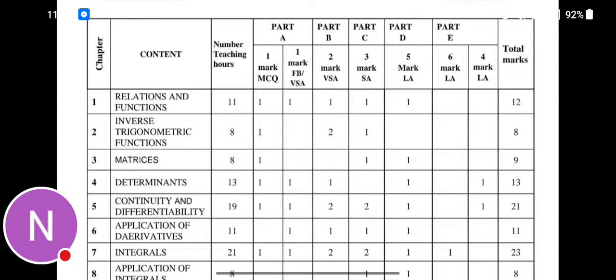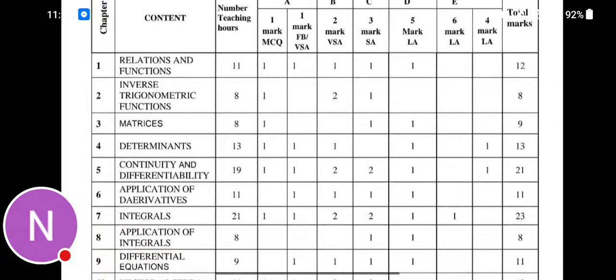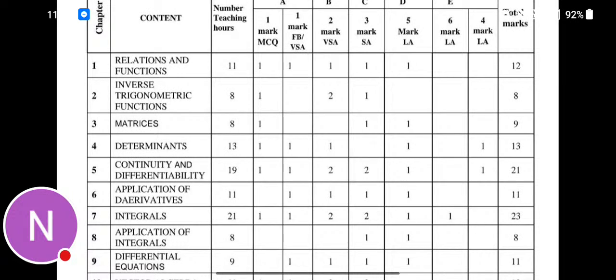In the continuity and differentiability chapter you will get 1 question for 1 mark as an MCQ, 1 question for 1 mark, 2 questions for 2 marks, 2 questions for 3 marks, 1 question for 5 marks and 1 question for 4 marks. Totally 21 marks you will get from this chapter.